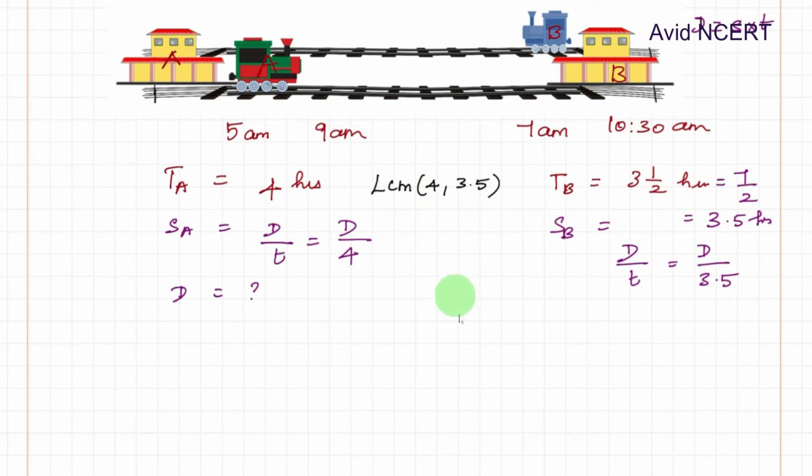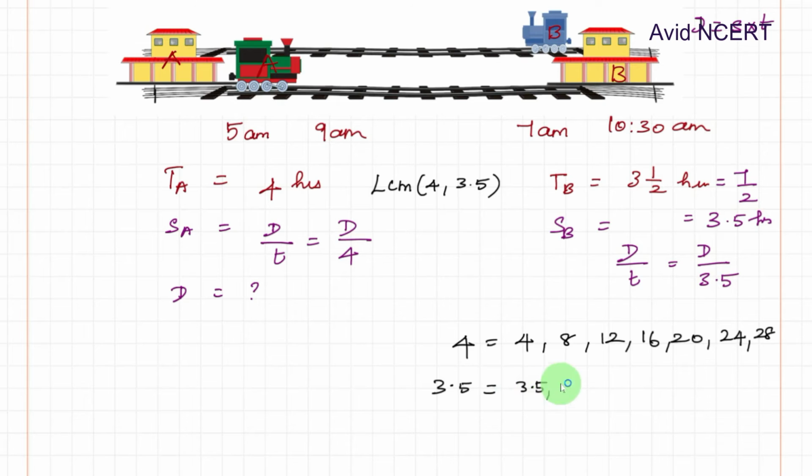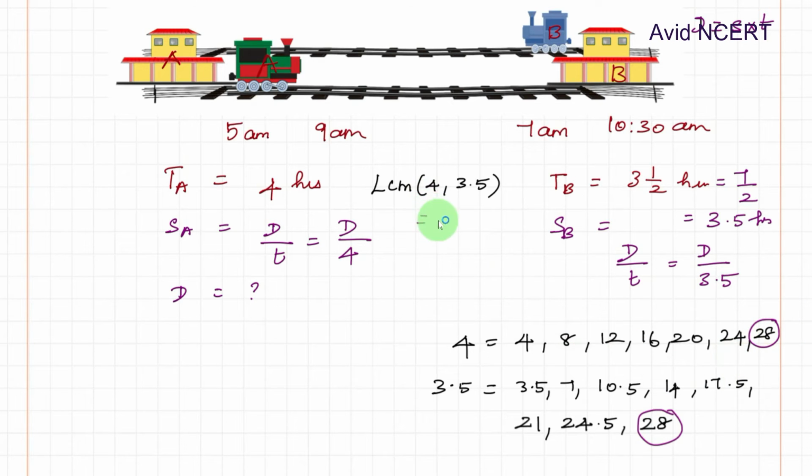This can be found by writing the multiples of 4, which are 4, 8, 12, 16, 20, 24, 28. I'll stop at this point, because the multiples of 3.5 are 3.5, 7, 10.5, where I'm just adding 3.5 every time. 3.5 plus 3.5 is 7, 7 plus 3.5 is 10.5, and we keep doing that. The least common multiple we got for 4 and 3.5 is 28. So the LCM equals 28, which means the distance equals 28.